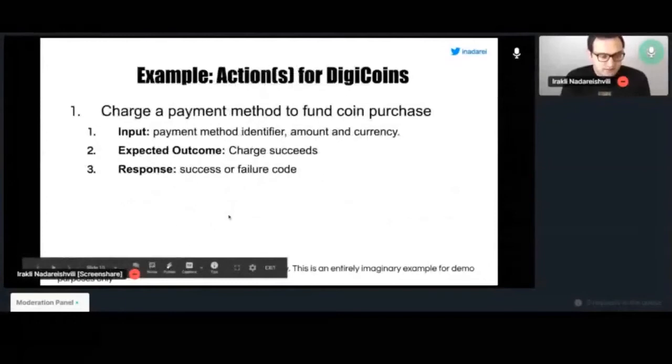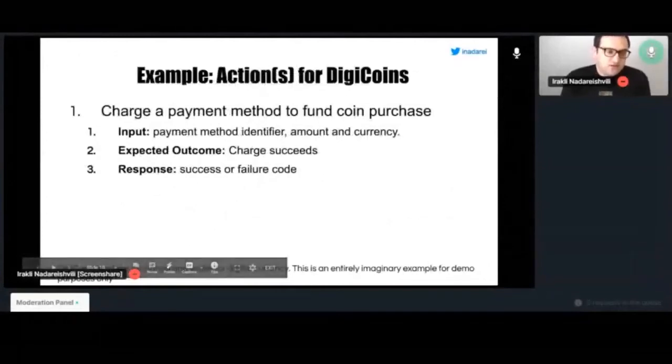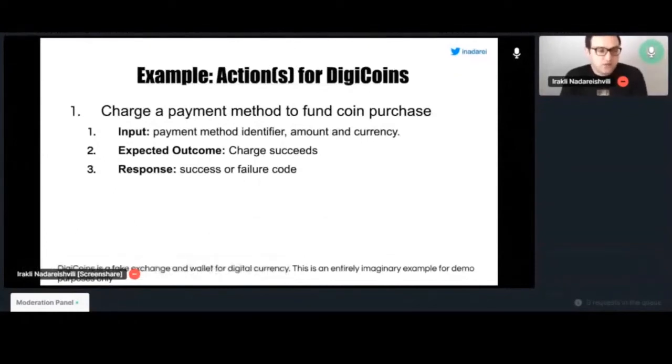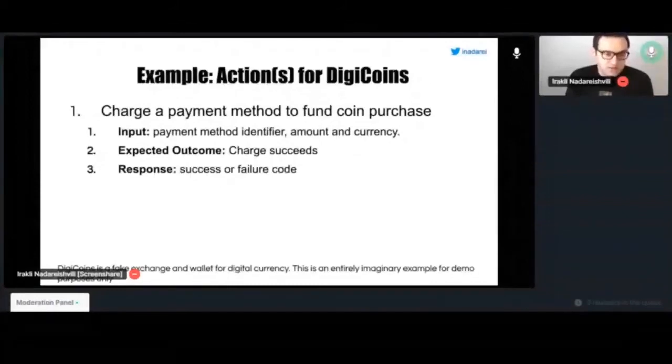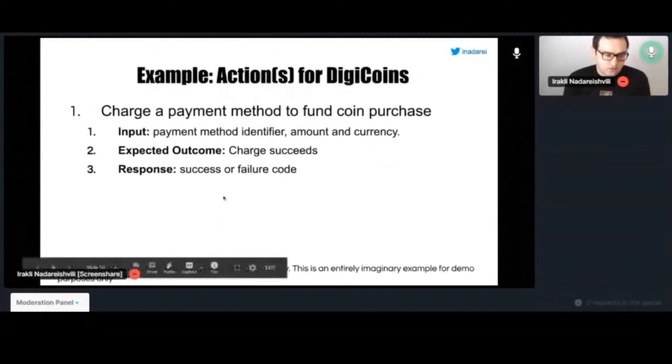Let's look at an example of an action. An example of an action could be to charge a payment method to fund my coin purchase. So now that I have really decided I do need to buy this coin, I can buy a coin by providing a payment method identifier, amount, and the currency. And the expected outcome is that the money will actually be withdrawn from my credit card or debit card or whatever I use for this purpose. So that's queries and actions.